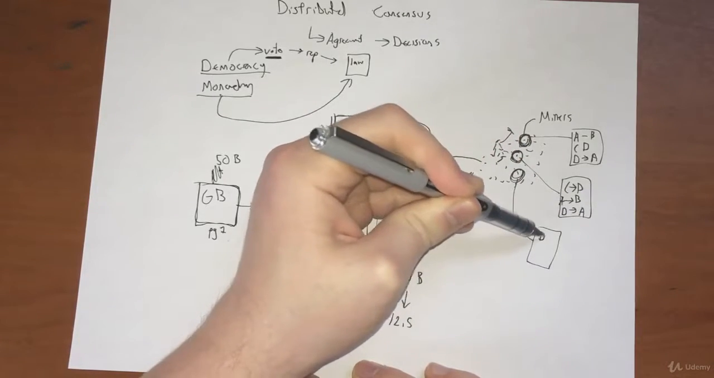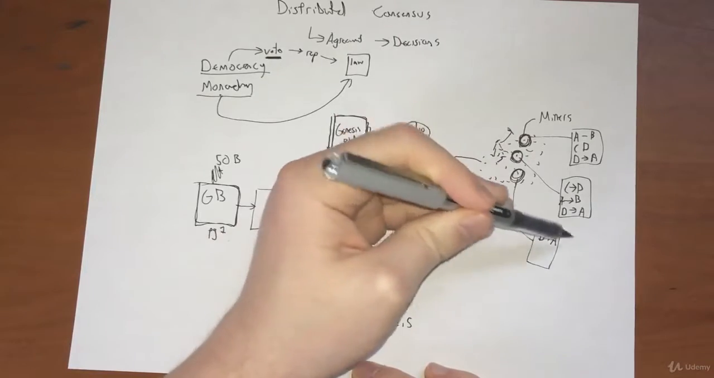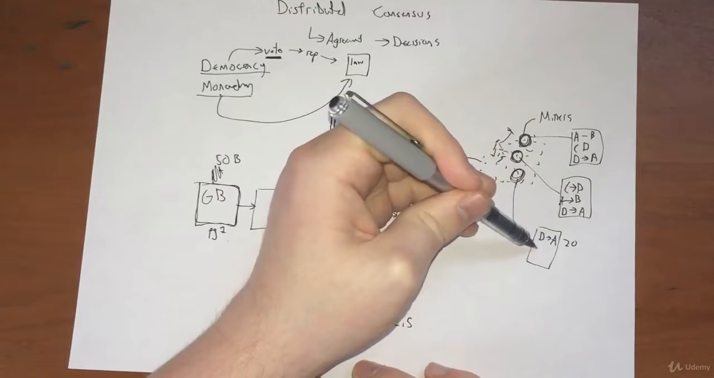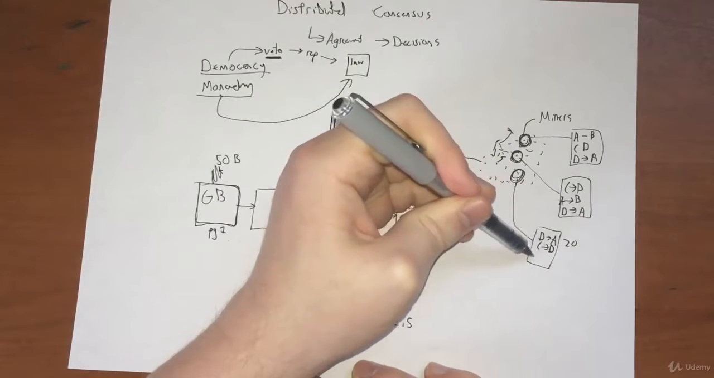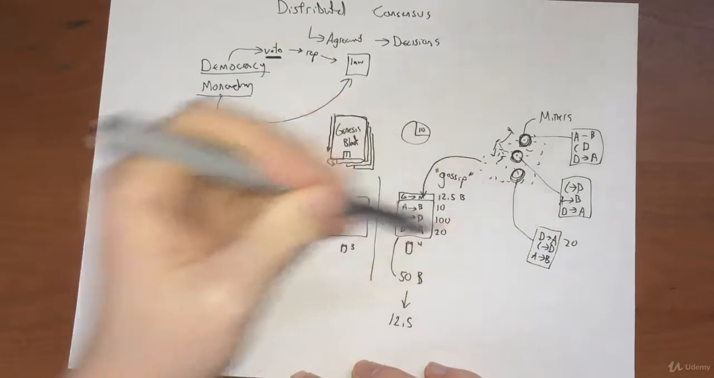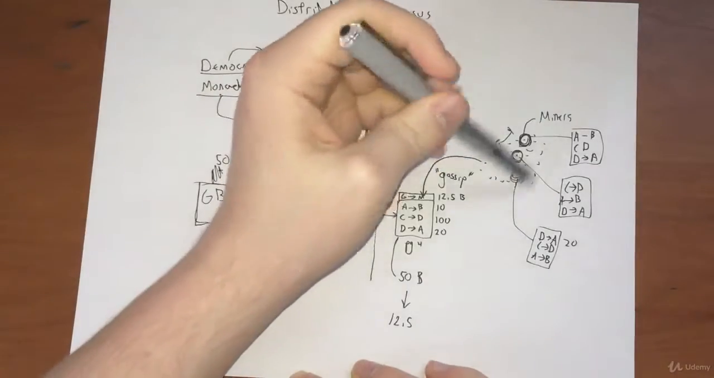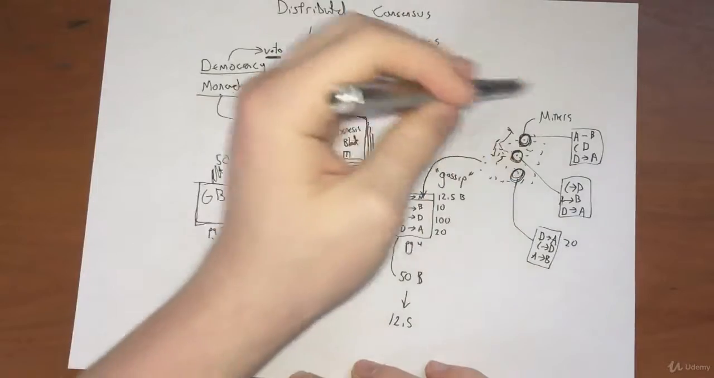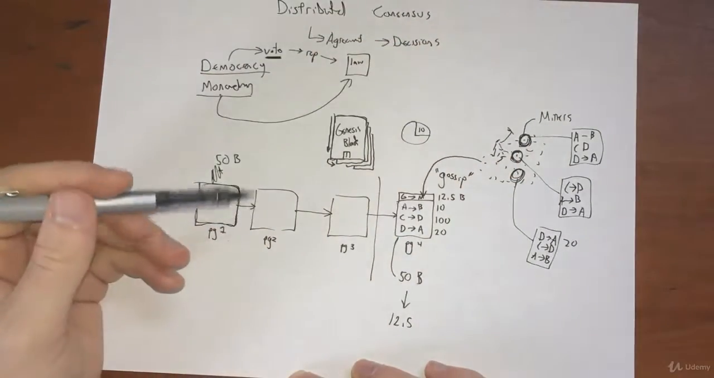This person may have heard of D to A first: David gave Alice $20? And then C to D, and then A to B. So they may have the transactions in different orders, but they're all trying to collect all the transactions.